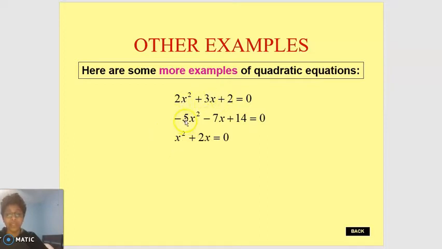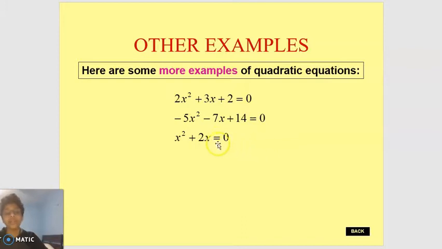Then we have negative 5x squared minus 7x plus 14 equals 0. So a is negative 5, b is negative 7. We can also look at this as negative 5x squared plus negative 7x. So b would be negative 7, and then c would be 14.